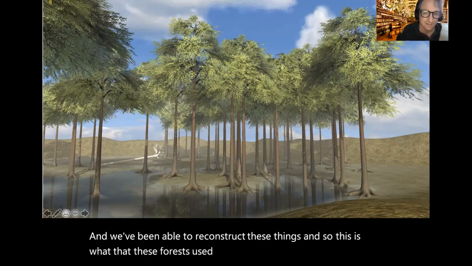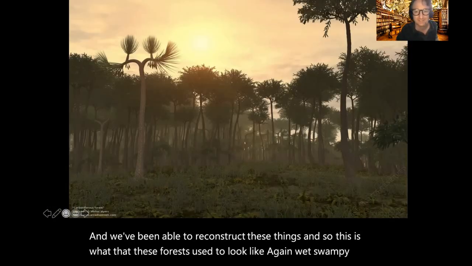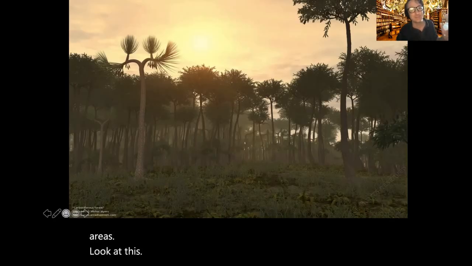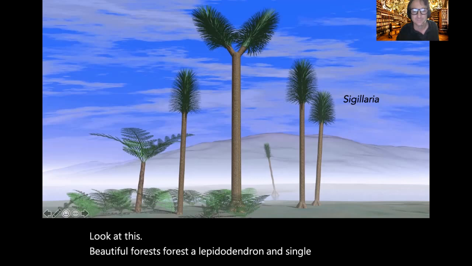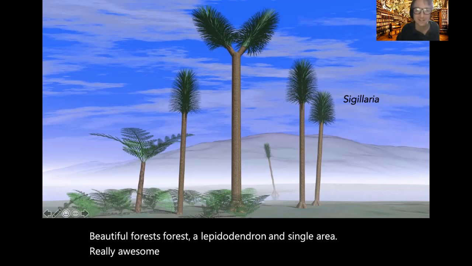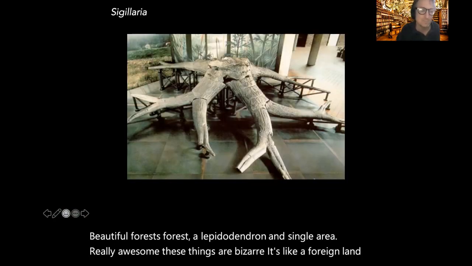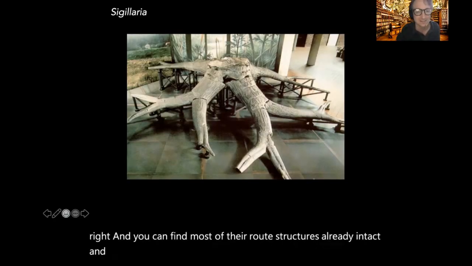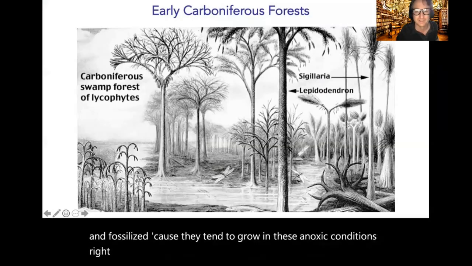And so this is what these forests used to look like. Again, wet, swampy areas, right? Look at this, beautiful forests of Lepidodendron and Sigillaria. Really awesome. These things are bizarre. It's like a foreign land, right? And you can find most of their root structures already intact and fossilized because they tend to grow in these anoxic conditions, right? Where things were preserved.